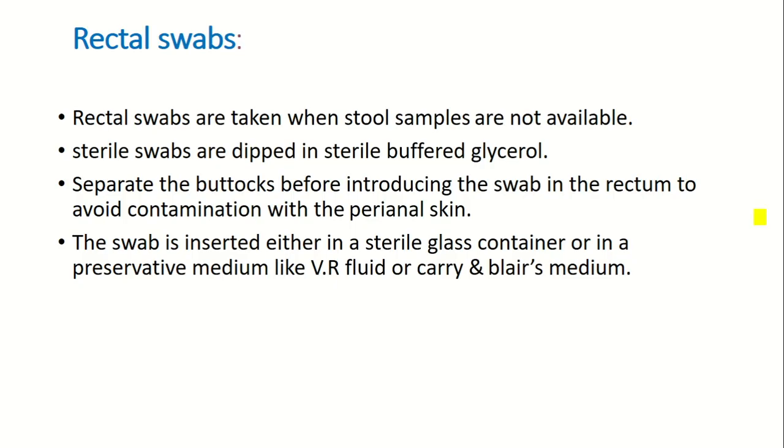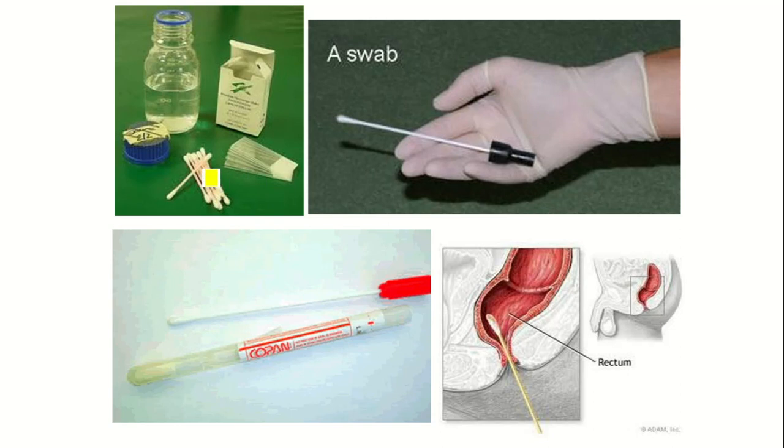Now something regarding rectal swab. When a stool sample is not available, you have to prepare a sterile swab dipped into buffered glycerol and introduce it into the rectum, and make sure that it does not contaminate the perianal skin or some other surrounding structure. After collecting the sample, the swab should be inserted into a sterile glass container having a preservative medium like Cary-Blair medium or VR fluid. Now, this is the rectal swab, and this is how you can introduce the swab into the rectum.